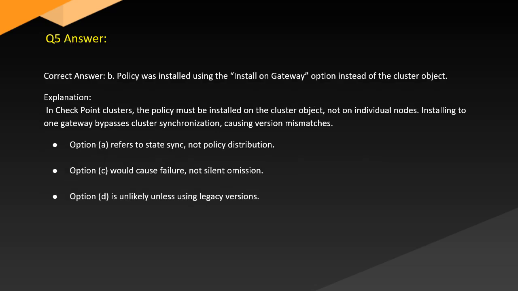Answer. Correct answer: B. Policy was installed using the install on gateway option instead of the cluster object. Explanation. In Check Point clusters, the policy must be installed on the cluster object, not on individual nodes. Installing to one gateway bypasses cluster synchronization, causing version mismatches.